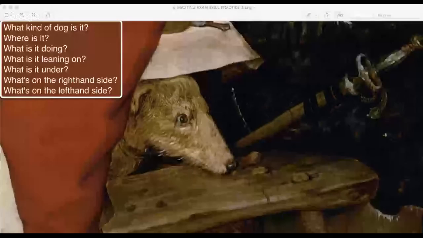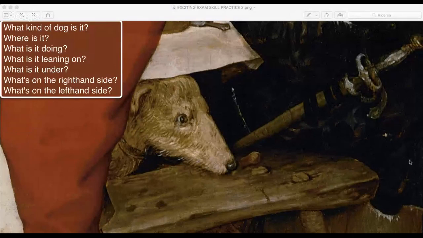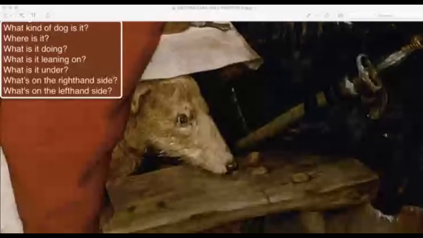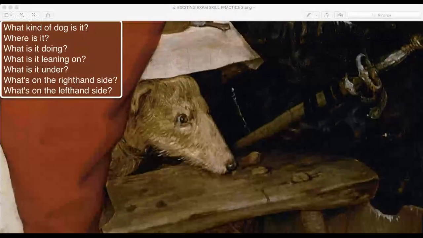So let me show you the second part of a picture that I shared with you yesterday. And you can see here, I hope you can see here, that there is a picture with an animal. And there are some questions on the left.